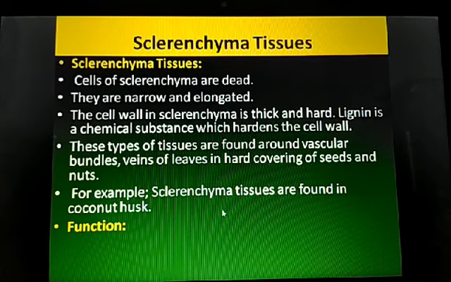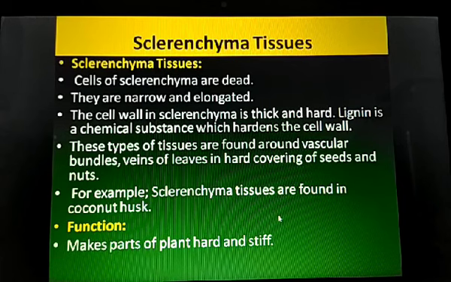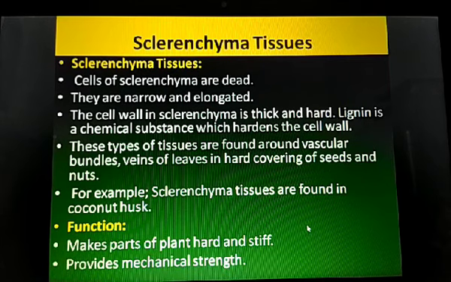Let's see what the different functions of sclerenchyma tissue are. First, it makes parts of the plant hard and stiff. Yes, wherever it is present, it makes that part hard and stiff. So it provides mechanical support or mechanical strength to that plant part. So sclerenchyma, since they are dead, are mainly responsible for providing mechanical support to the plant part, right? Whereas others like collenchyma and parenchyma are living cells and they are involved in different other life processes.